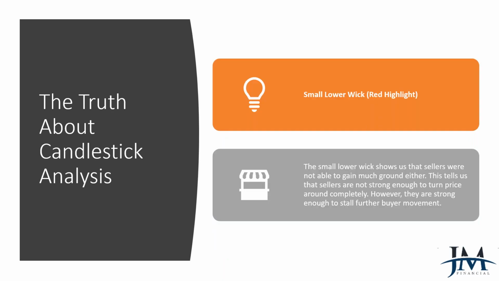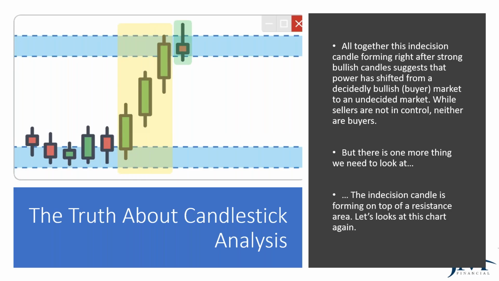Then we have the small lower wick. So we're breaking down this candle. The small lower wick shows us that sellers were not able to gain much ground either. This tells us the sellers are not strong enough to turn price around completely. However, they are strong enough to stall further buyer movement.